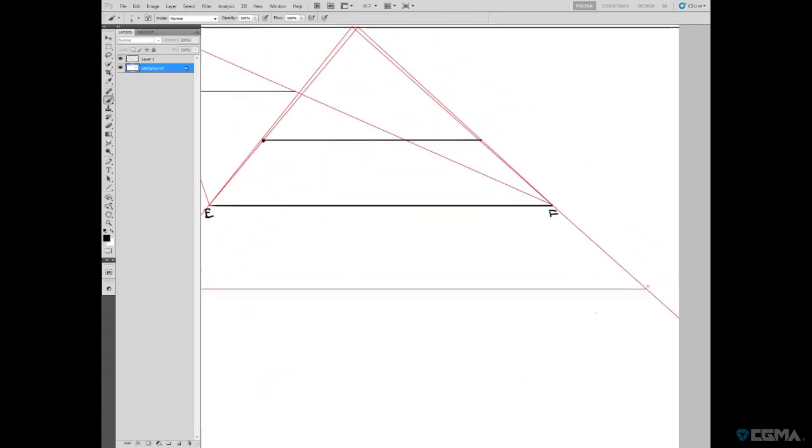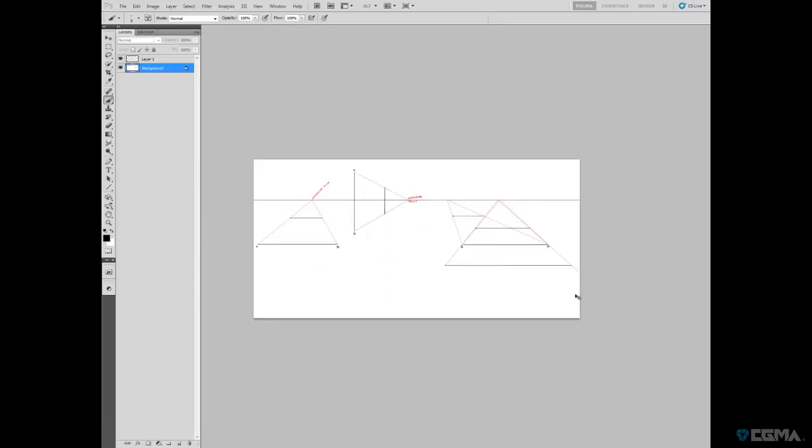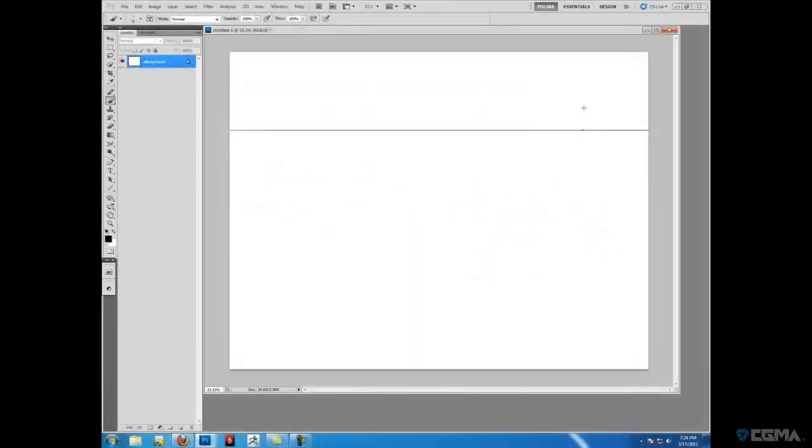Now let's do something a little bit more complex, which would be transferring a box to a different point. So we'll have our vanishing point here. Now, all parallel lines converge to the same vanishing point. All parallel lines to the picture plane do not converge. I apologize for repeating it so many times, but it is a very important lesson to learn.